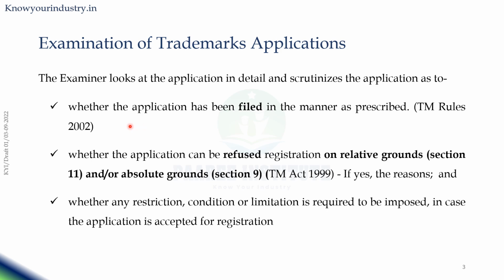The first one is whether the application has been filed in the manner as prescribed with reference to the TM Rules 2002. Whether the application can be refused registration on relative grounds under Section 11 or absolute grounds under Section 9 with reference to the TM Act 1999. If yes, the reasons. Whether any restriction, condition or limitation is required to be imposed in case the application is accepted for registration.